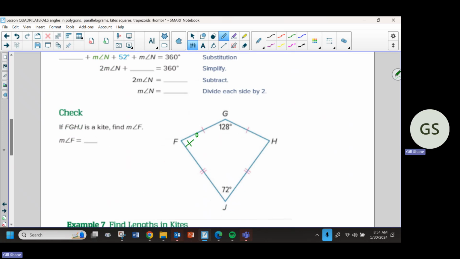Don't forget it's a four-sided figure, which means the total of the interior is 360. That can come into play with kites as well as trapezoids. So if I know there's four sides, I know the total interior is 360. And there's one other concept you need, which we just learned.